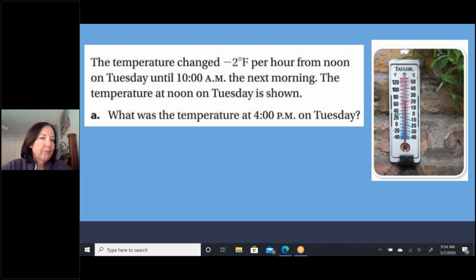Not quite. Oh, 18. Okay. You want me to show you or not? Nope. Go ahead. Let me see. At 1 o'clock, it was 18 degrees. So after 1 hour, it went down to 18 degrees. Ask yourself, what was the temperature at 2 o'clock? What was the temperature at 3 o'clock? And then what was the temperature at 4 o'clock?